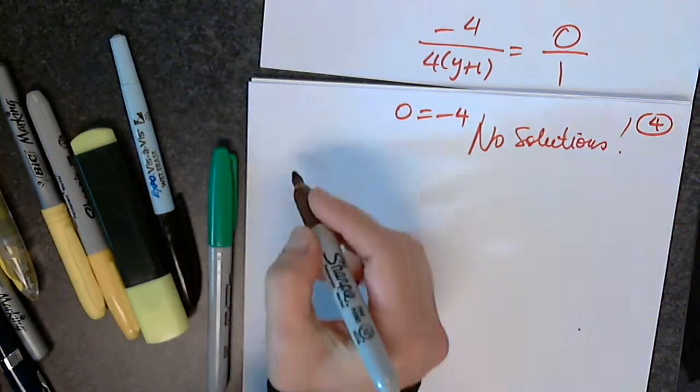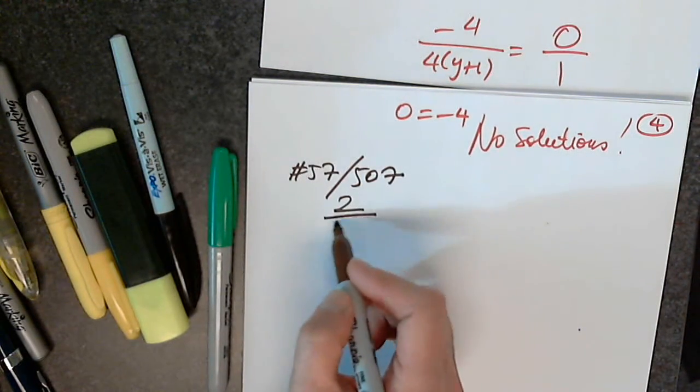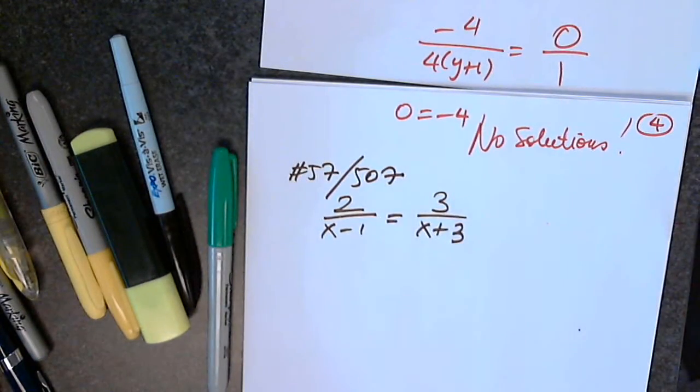Yes. 57 on 507. 2 over x minus 1 equals 3 over x plus 3. Can anyone name the type of equation or rational equation this is? A proportion. Right. In a proportion, there is no need to move terms to the other side. But you must state restrictions first before you cross multiply. So please state restrictions and then cross multiply. Good. So let's take it from there.